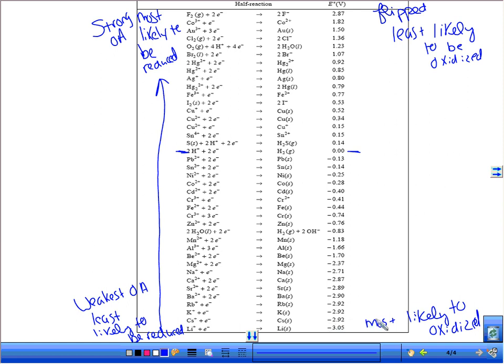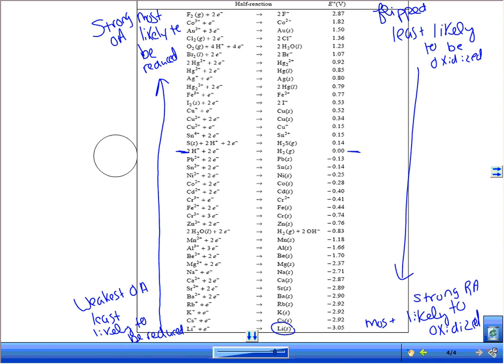So now, again, we're still thinking of them as flipped. If they're flipped, if it's going to be oxidized, this would actually be a strong reducing agent. So our strongest reducing agent is actually lithium solid, and the strength increases as we go down. Again, not a straight line. Sorry about that.